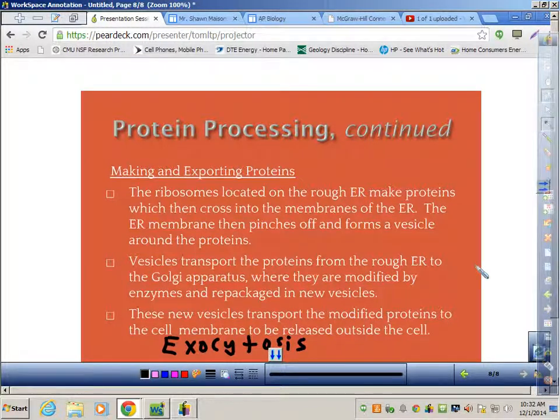Anytime your cell releases something, it's called exocytosis through a vesicle. So if I can get rid of things in vesicles, do you suppose I can bring them in vesicles as well? Yes. Let's talk about that. There's two times where this happens.